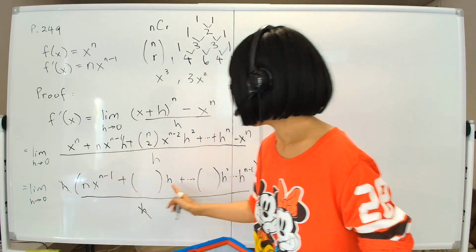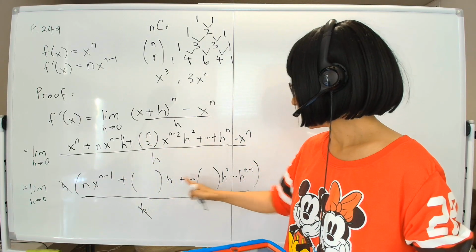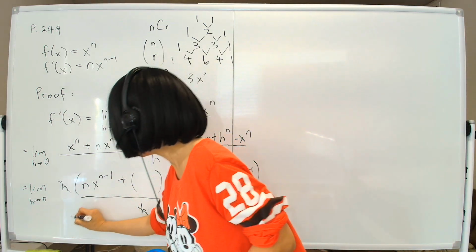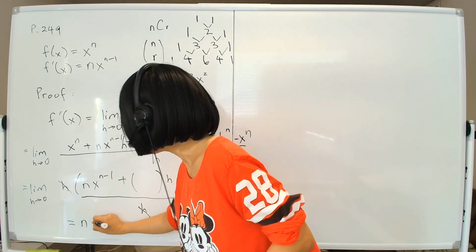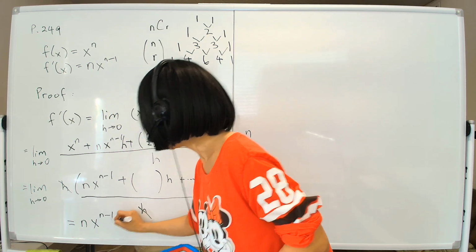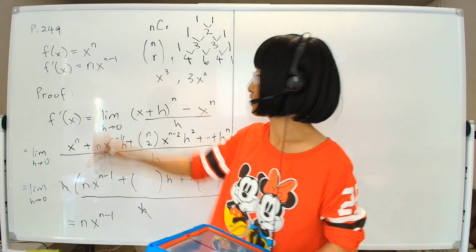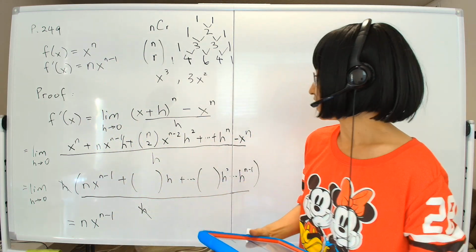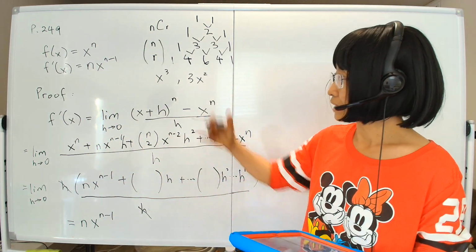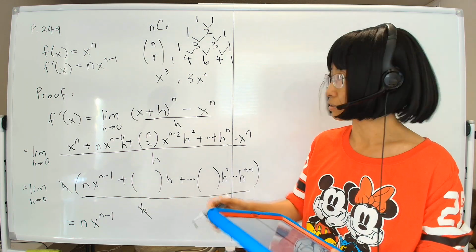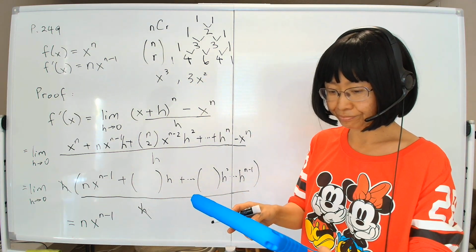Once you cancel it, these things all disappear. Okay, there's h. h is going to 0. So that's all gone. And we only have the answer being what we were looking for, nx to the n minus 1. So that is a fairly tedious proof for something that comes out to be nice and neat and clean. So that's how you take the derivative of anything that looks like x to the power of a number.